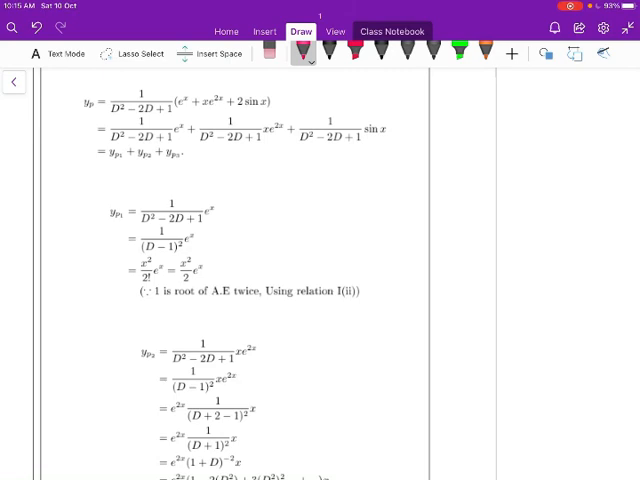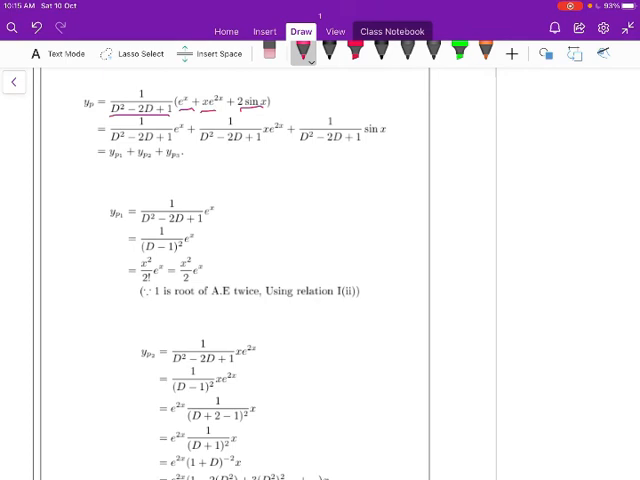Now let us move to the particular integral. yp is equal to 1 by d square minus 2d plus 1 into e power x plus x into e power 2x plus 2 sin x. So just separate it: 1 by d square minus 2d plus 1 into e power x, plus 1 by d square minus 2d plus 1 into x into e power 2x, plus 1 by d square minus 2d plus 1 into sin x. Take the first as yp1, the second one as yp2, and the third one as yp3. Let us solve yp1 first.